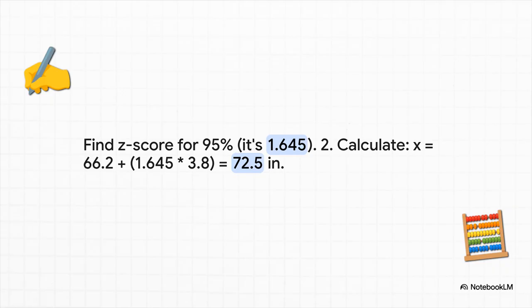But it's so important to understand the math that's happening behind the scenes. So first, you'd find the z-score that corresponds to that 95th percentile mark, which happens to be 1.645. Then you just plug everything into our rearranged formula. And look at that, we get the exact same answer, about 72.5 inches.